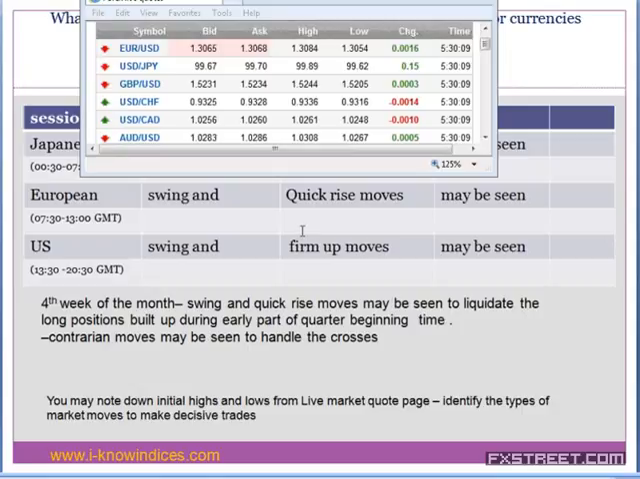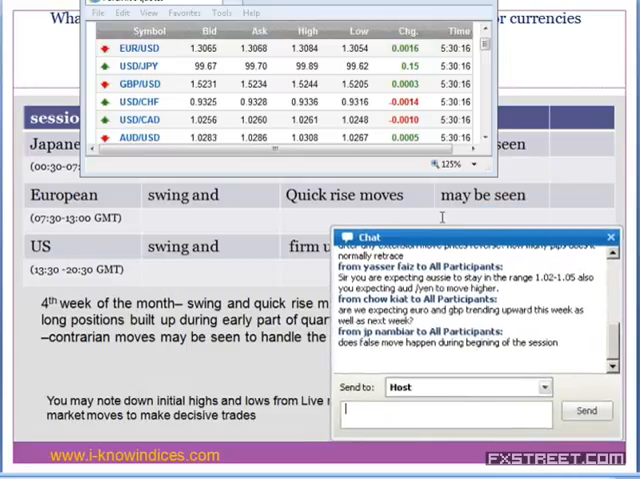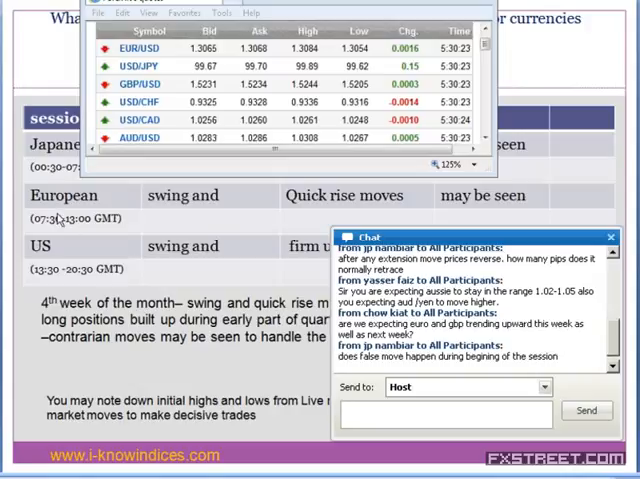In the answer, you are expecting Aussie to stay in the range of 1.02 to 1.05. Also, you expect Aussie yen to move higher. Yes, Australian dollar is expected to be in the range, and yen is going to become weaker. USD yen is expected to go up, and that means yen is weakening against US dollar. As a result, Aussie yen will also go up.